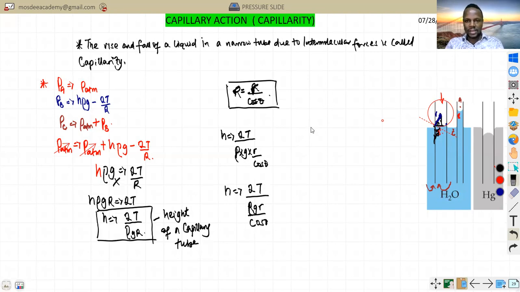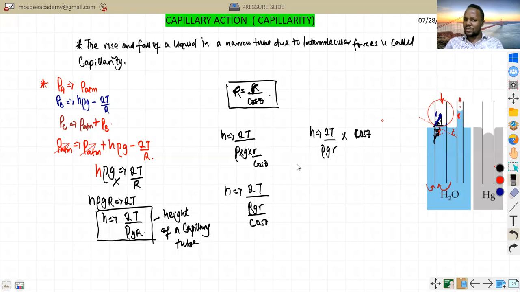And now we can say it's the same thing as h equals to, I'm taking it step by step, and that is my way. We don't need to rush. 2T all over rho g r, and this is divided by cos of this. It will be coming up, so I have cos theta. I hope you understand it.